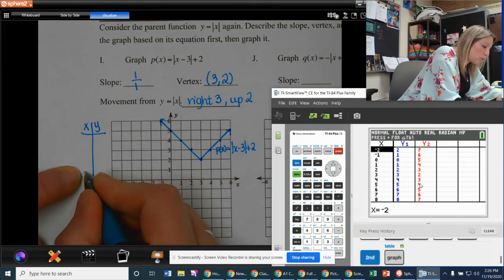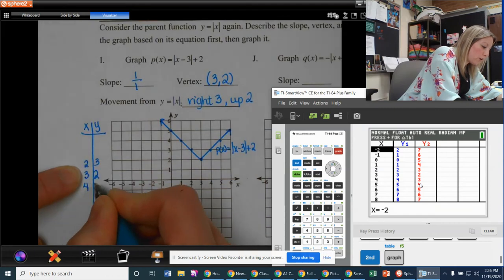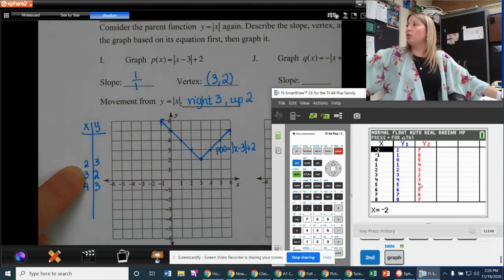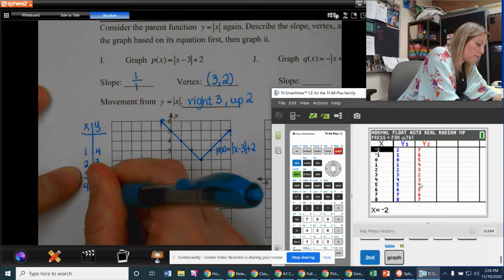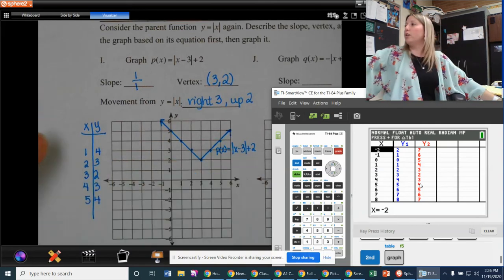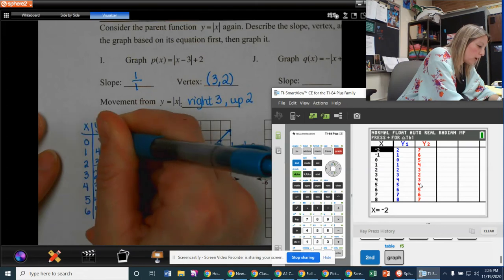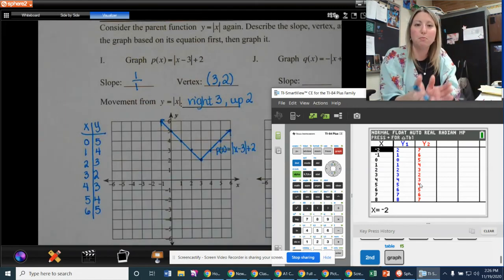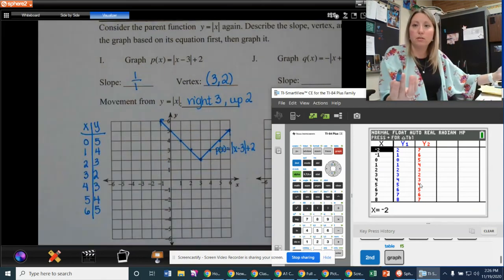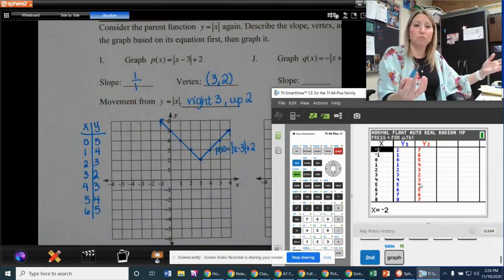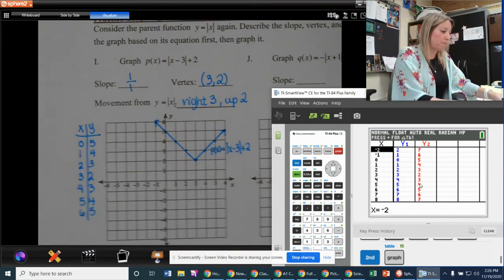Well, the vertex is 3, 2, so let's get points on each side of it. So like we had said, 2, 3, and we had said 4, 3, and then we've got points on each side, so 1, 4, and 5, 4. So 1, 4 on that side, and 5, 4 on this side. And then over here, okay, I've got 6, 5, and I've got 0, 5, right? And that's plenty of a table to write down, right? 0, 5, 6, 5. That's what you're seeing. Okay. When it comes to absolute value, put that vertex in the middle like that.